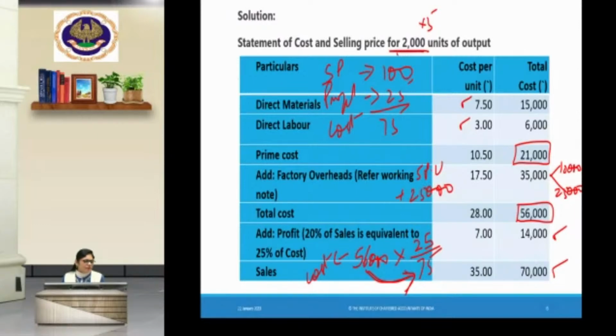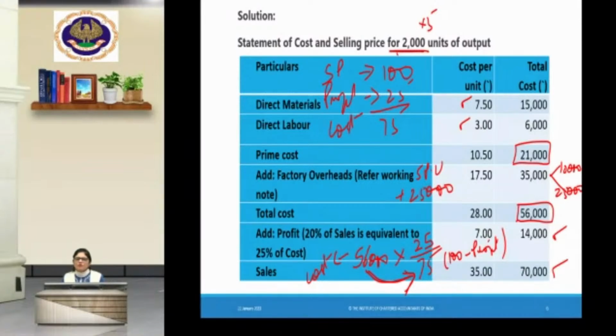Yes. Very good, Danish. It will be 56,000 into 25 divided by 75. So any time profit is given on sales and you have to calculate it on cost, the denominator should be less than 100. And how much should it be? It should be 100 minus whatever profit is given. So for example, if the rate of profit is 30%, you will write 30 by 70. If the rate of profit on sales is 20%, you will write 20 divided by 80. So 100 minus the profit, that should be the denominator. Clear?